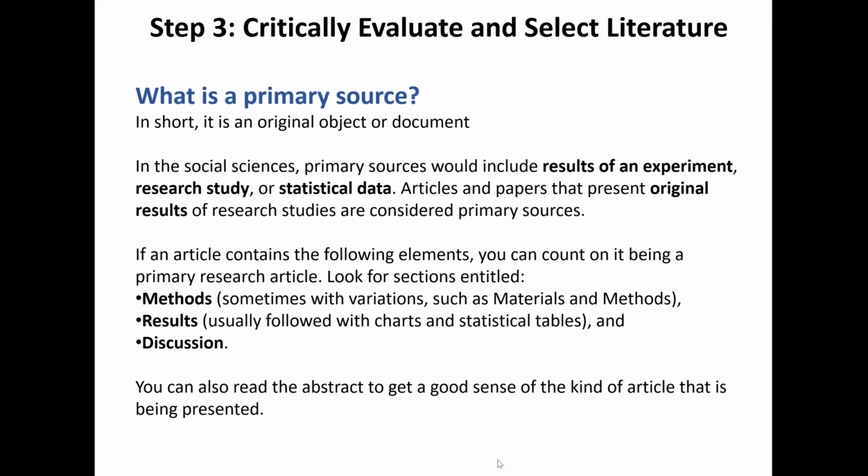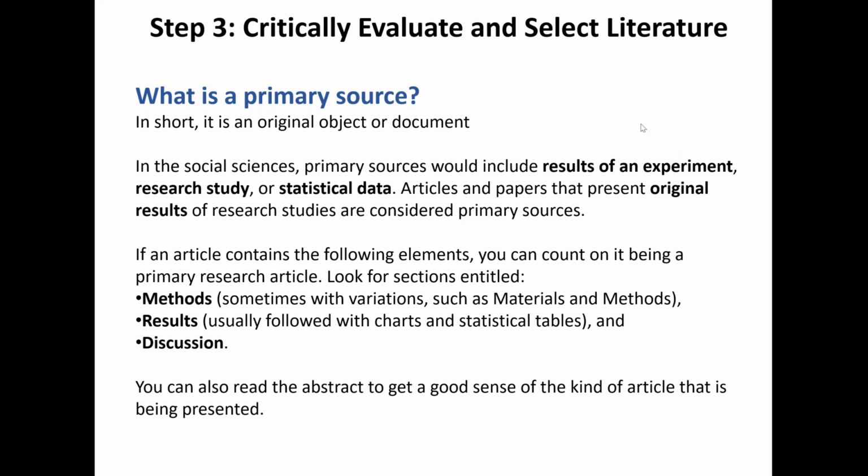So a primary source is essentially an original object or document, right? So for most of us in the social sciences, this will be the results of a research study. It could also be statistical data, results of an experiment, or the results of research studies. Usually these will include sections where they talk about the methods they use, the results. There's usually a discussion.